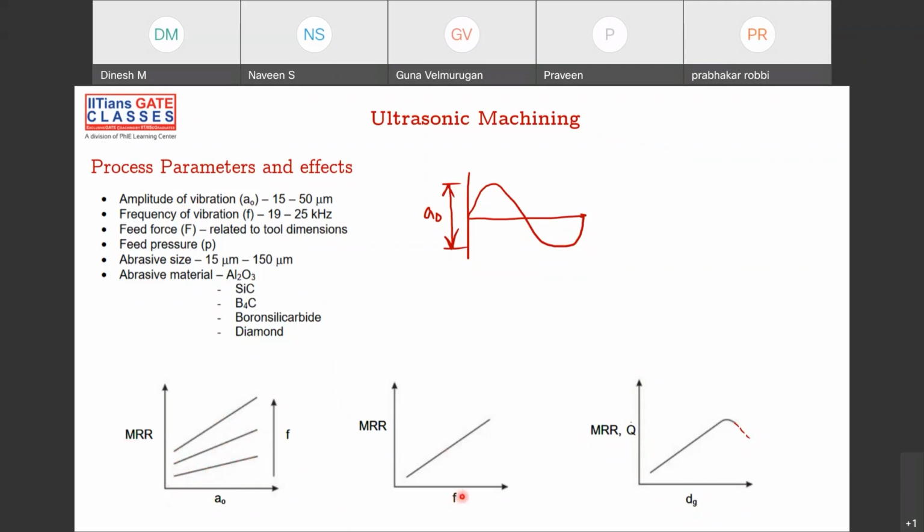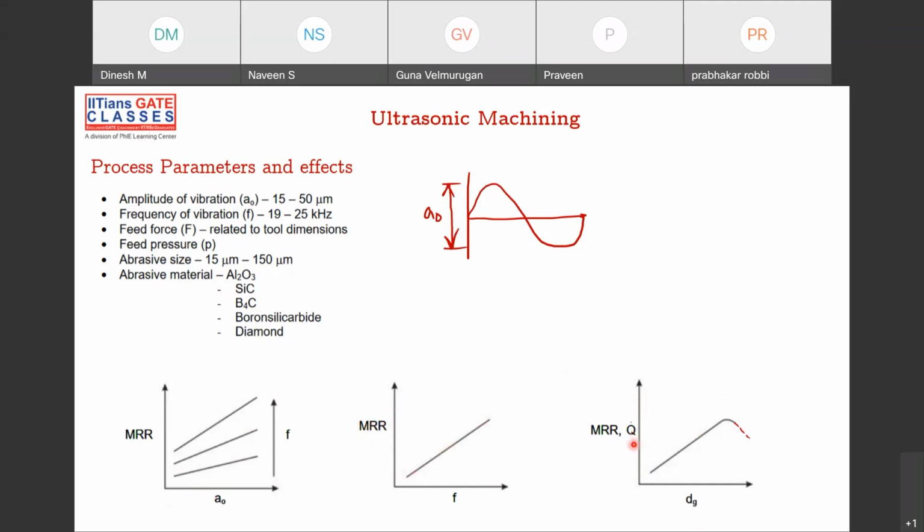Next, if you see the frequency of vibration is increasing. Frequency in the sense how frequently you are doing that vibration, how fast you are doing this. How long you are doing is amplitude, and how fast you are doing is frequency. If your frequency also is increasing, obviously material removal rate also will keep on increasing.